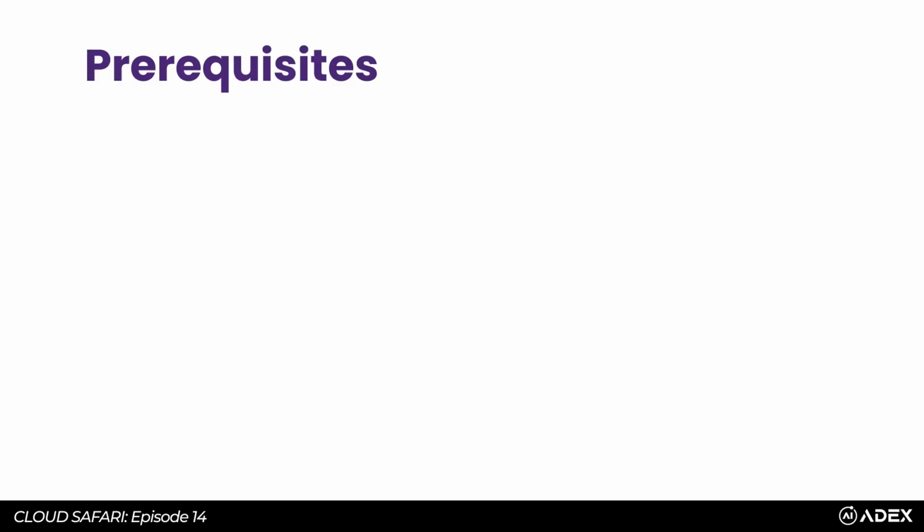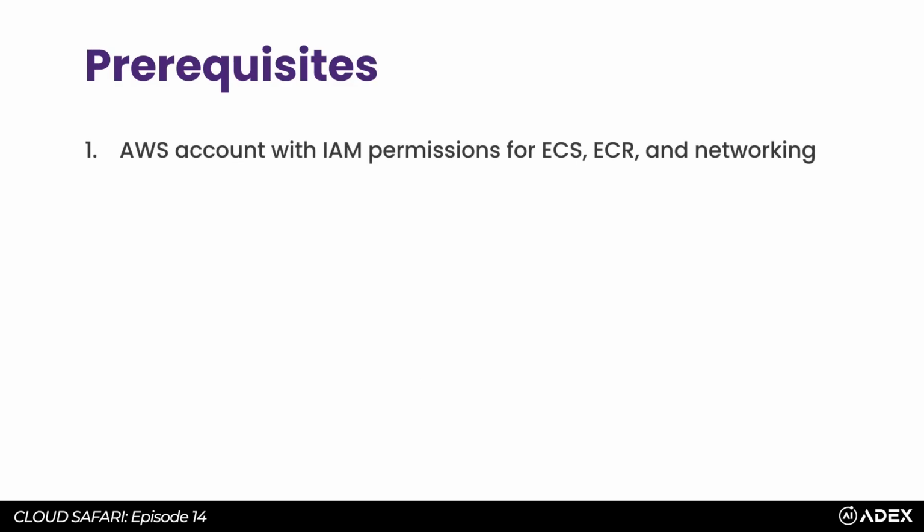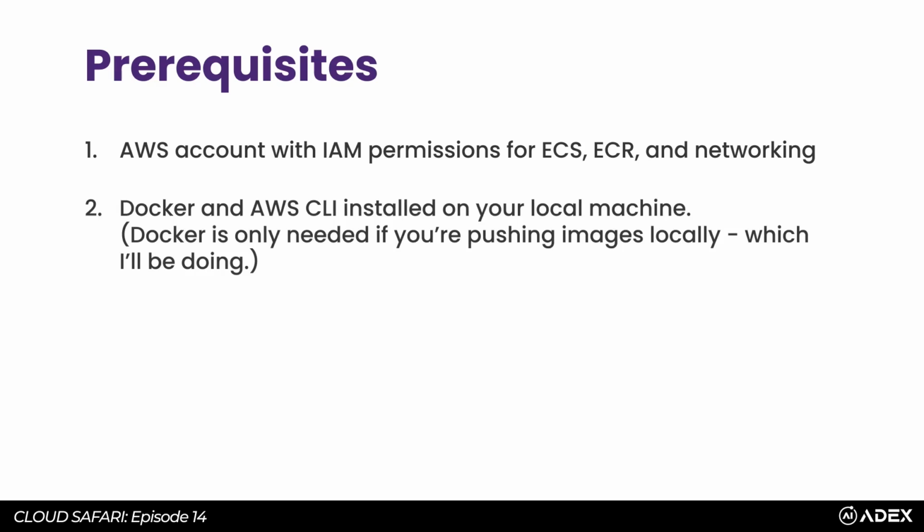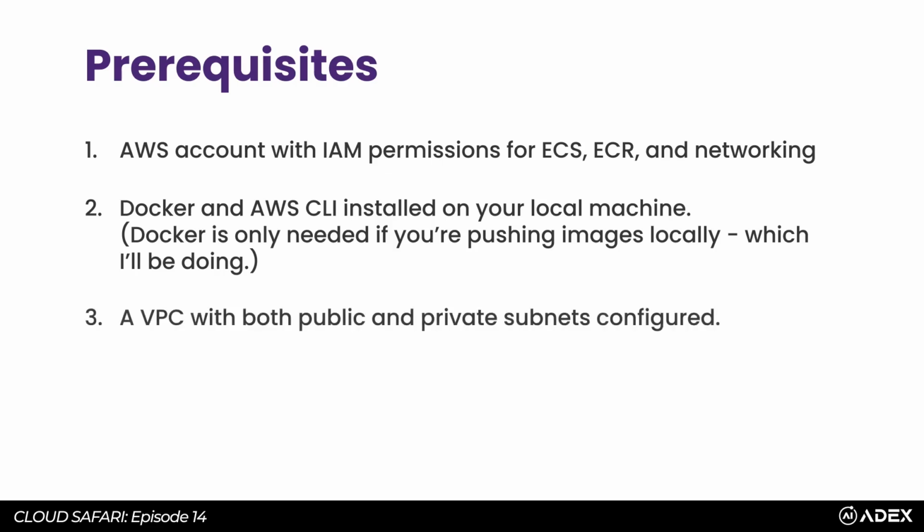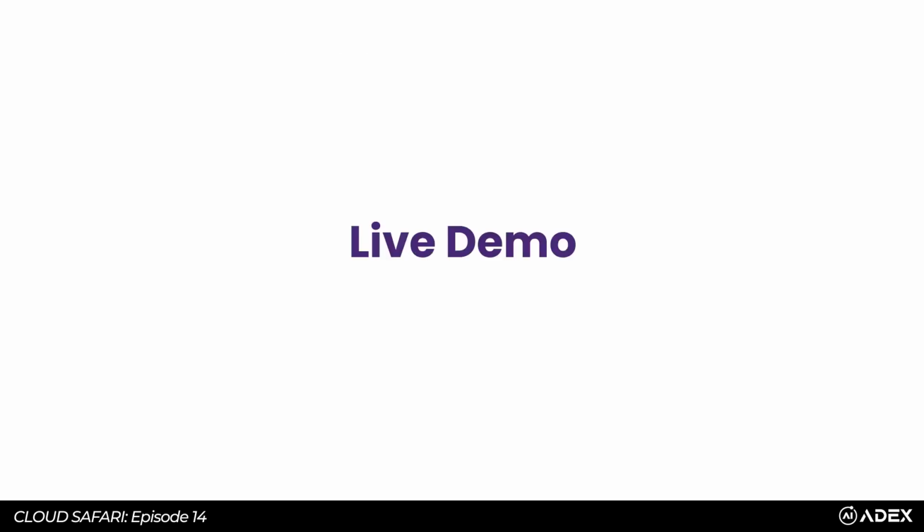And let's quickly go over the prerequisites before we dive in. So you'll need an AWS account with IAM permissions to manage services like ECS, ECR and networking. Make sure Docker and the AWS CLI are installed on the local machine. Docker is only needed if you are pushing container images locally, which I'll be doing in this demo. And finally, you should have a VPC setup with both public and private subnets.